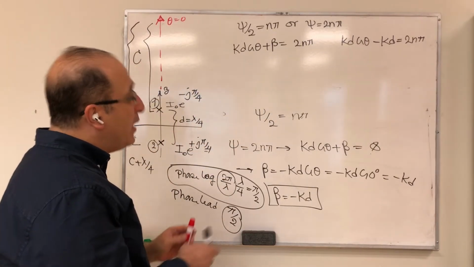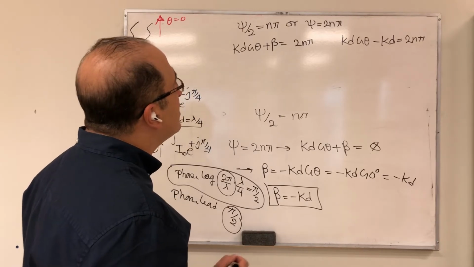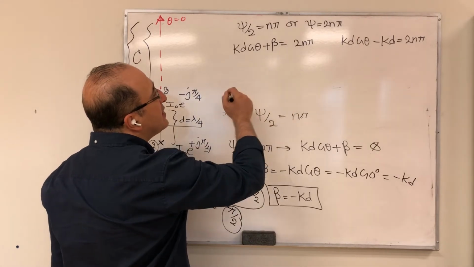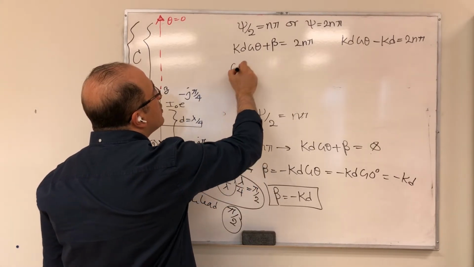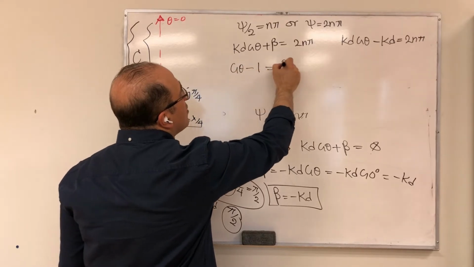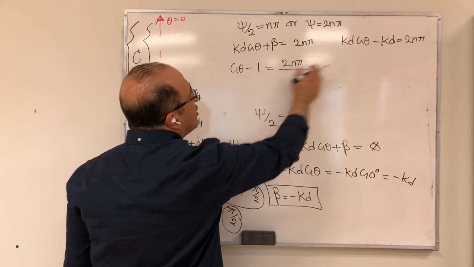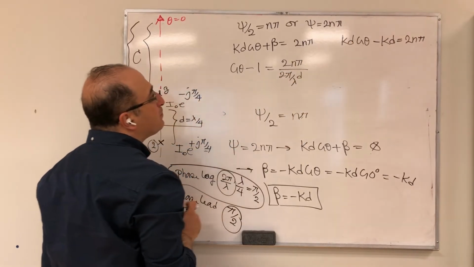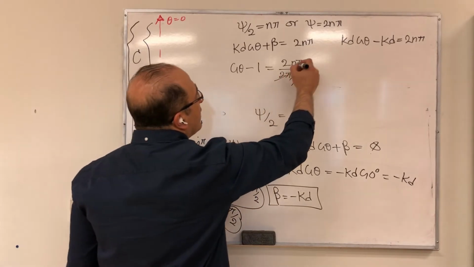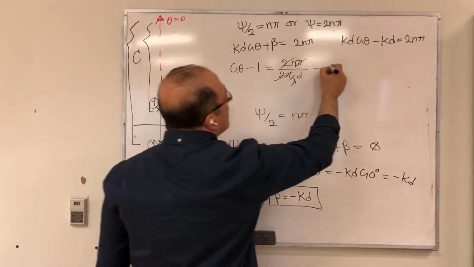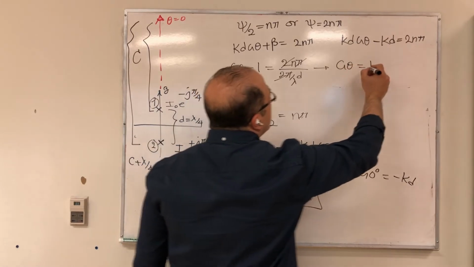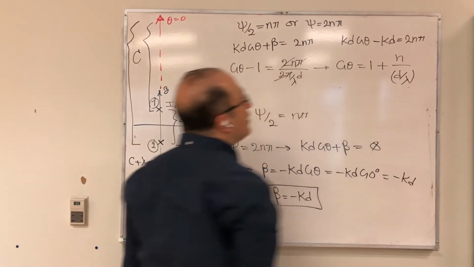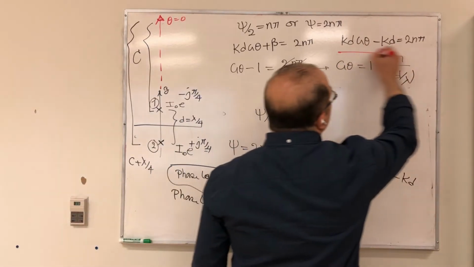To make sure that this is the only solution, let's try to find cos theta. Let's divide everything by KD. So cos theta minus 1 becomes 2n pi divided by KD. And instead of K, let's write 2 pi over lambda, times d. So 2 pi and 2 pi cancel, and then I'm going to get cos theta equal 1 plus n lambda divided by d. So this is the equation that you need to be concerned with.